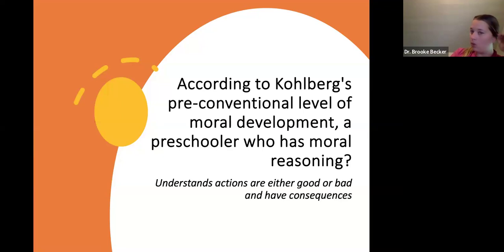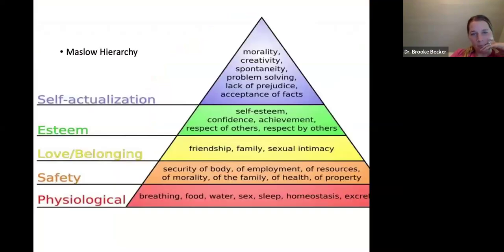Kohlberg's pre-conventional level of moral development, a preschooler. They understand good and bad, and that good and bad have consequences. Okay. So pre-conventional in a preschooler is understanding that good or bad actions have consequences. Remember Maslow's hierarchy, okay, and how all of these things are somewhat necessary to kind of move to the next stage in the pyramid, okay?